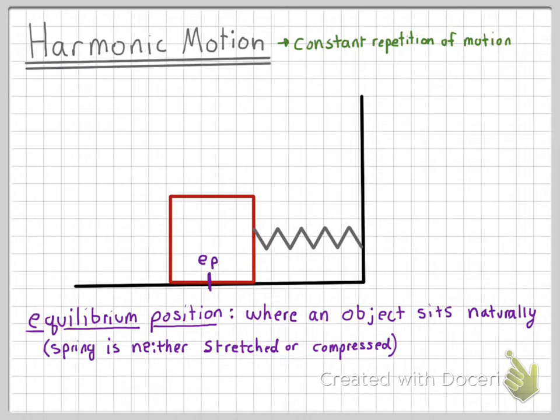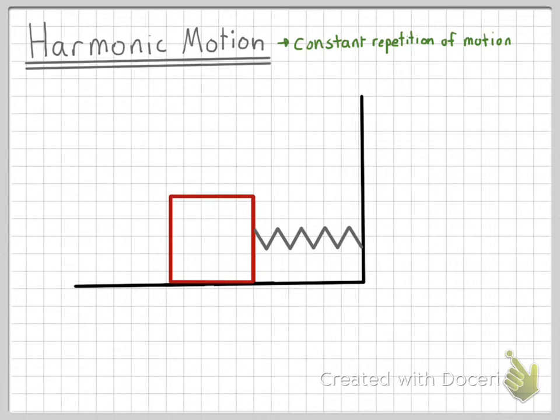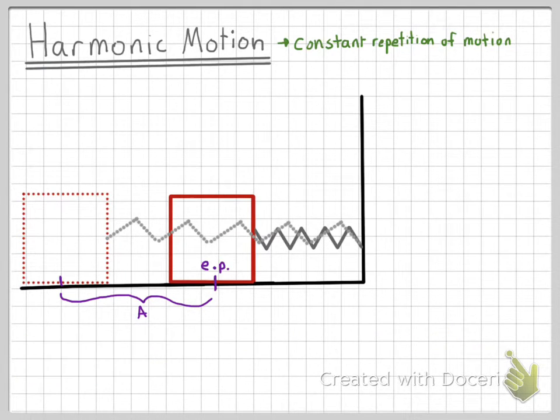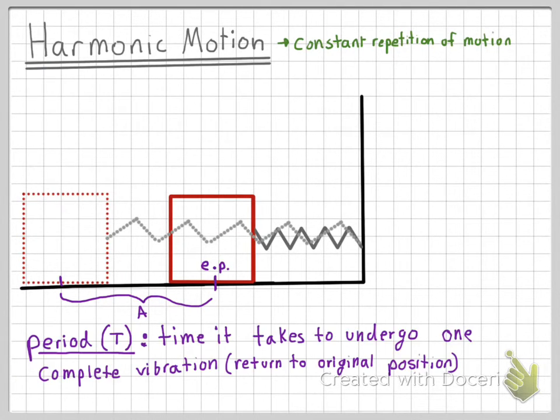To cover our next term, we are going to pull the block towards the left and stretch out the spring. The distance from the equilibrium position to the furthest the block travels is known as the amplitude, which is represented with the variable A, and since it is a distance, the unit is meters. The next term that we'll cover is the period.